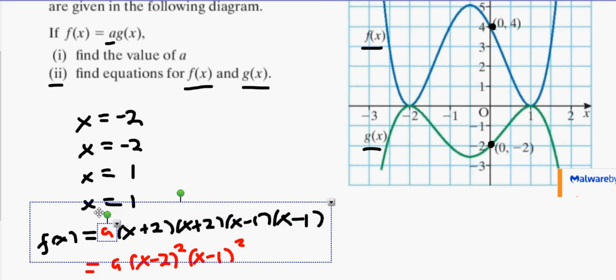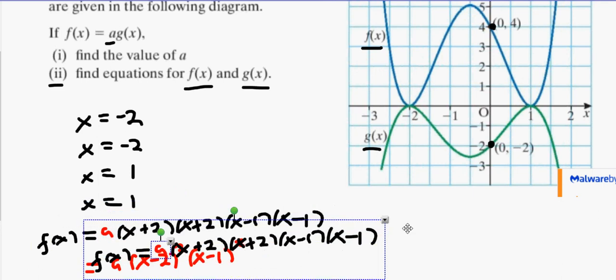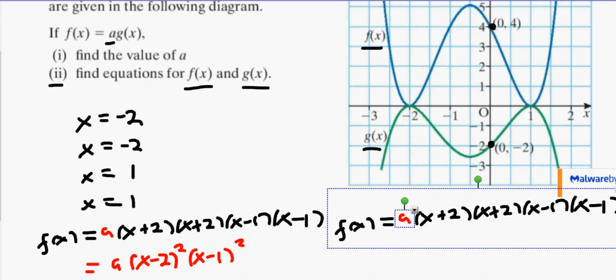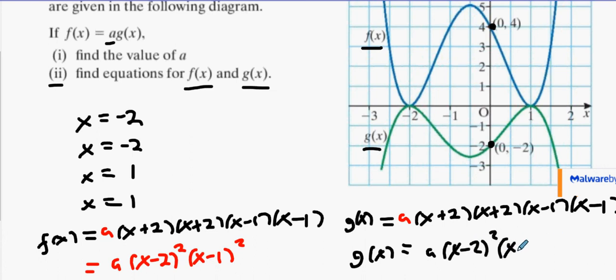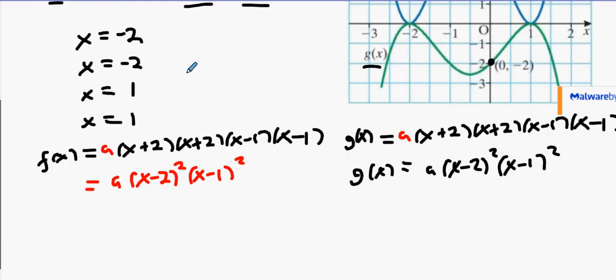Okay. Here. I'm just being lazy there. There we go. And I'm just going to change that to g of x and go. And then g of x therefore will also be a times x minus 2 squared, x minus 1 squared. Right, so far so good.